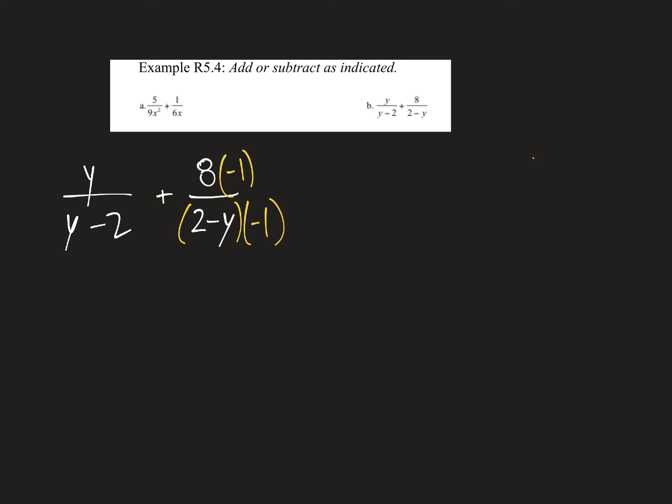So once we've done this, we'll leave the left-hand side as y over y minus 2 plus -8 over y minus 2. And now that these denominators are common, let's see what our final answer is. We've got y minus 8 over y minus 2.